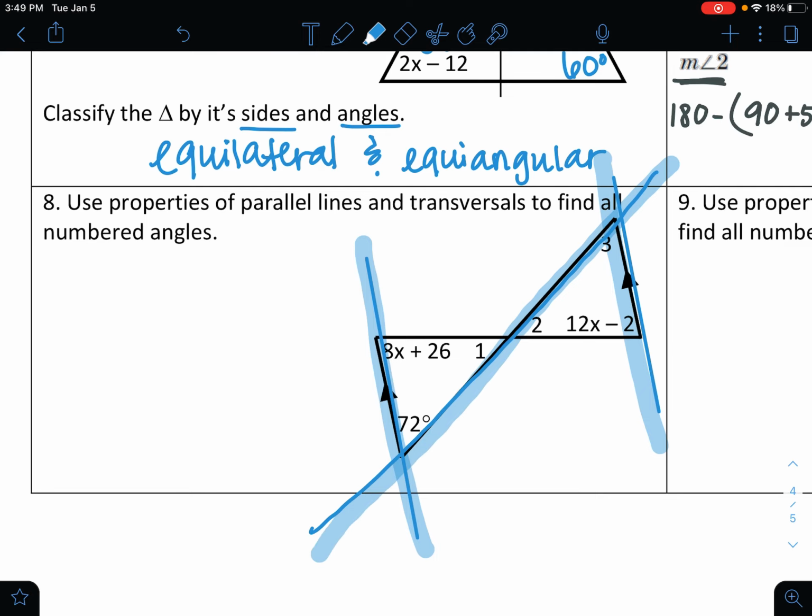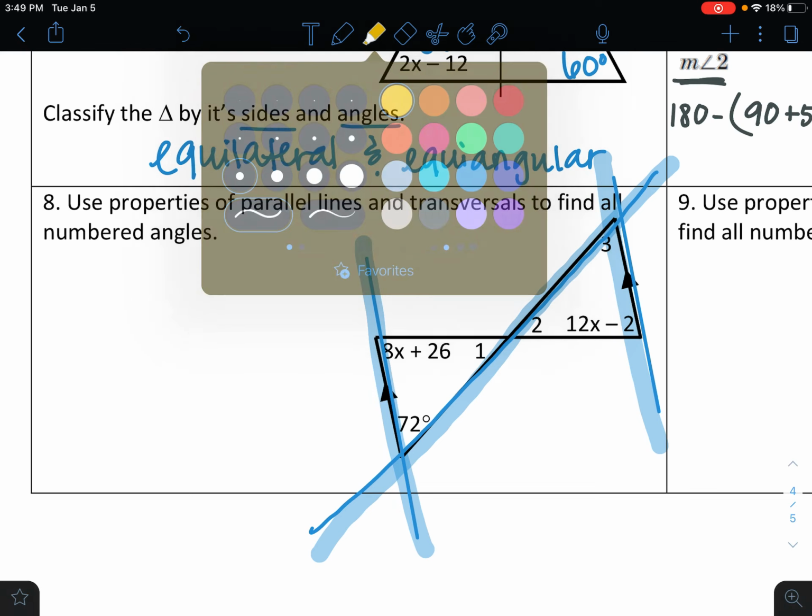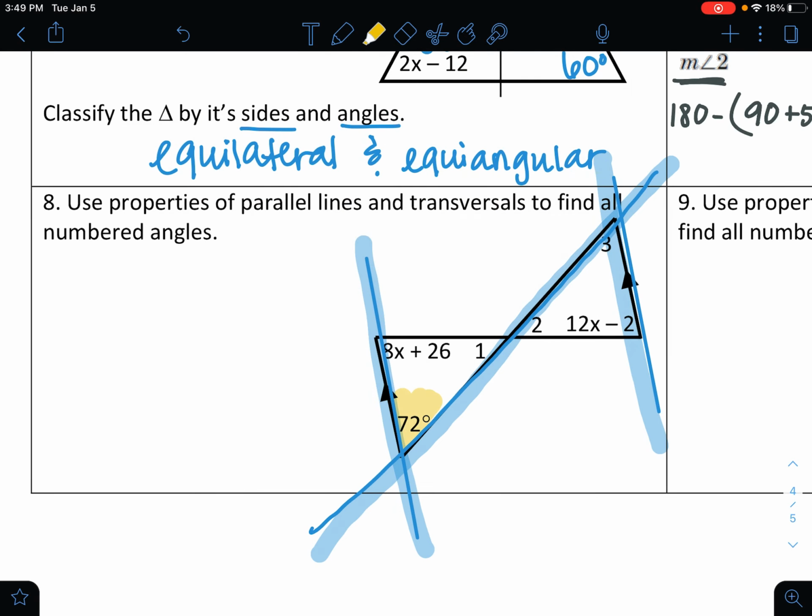Okay, so I don't know if you guys remember, but let me switch colors here. We have this 72 degrees here, and then we have this angle 3 up here. They are alternate interior angles, excuse me. So angle 3 is also going to be 72 degrees. So the measure of angle 3 is, I'm going to put it over here because it might be hard to see over there. Okay. We also see that angles 1 and 2 are vertical angles, so they're congruent, so they're going to be equal to each other.